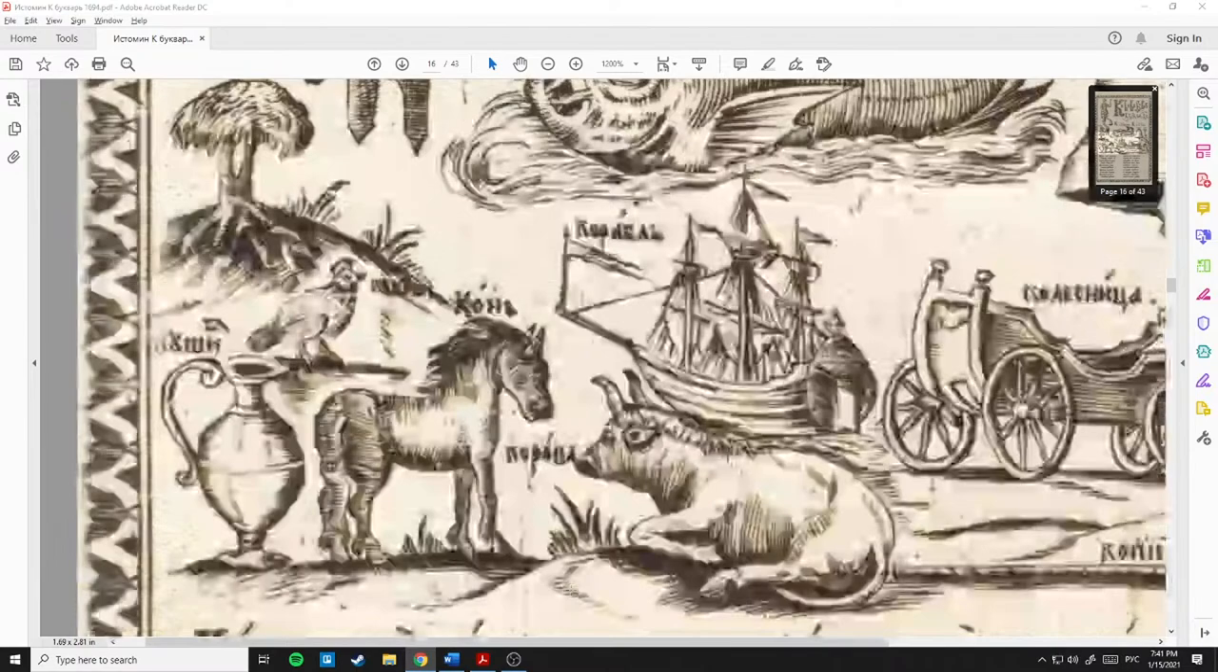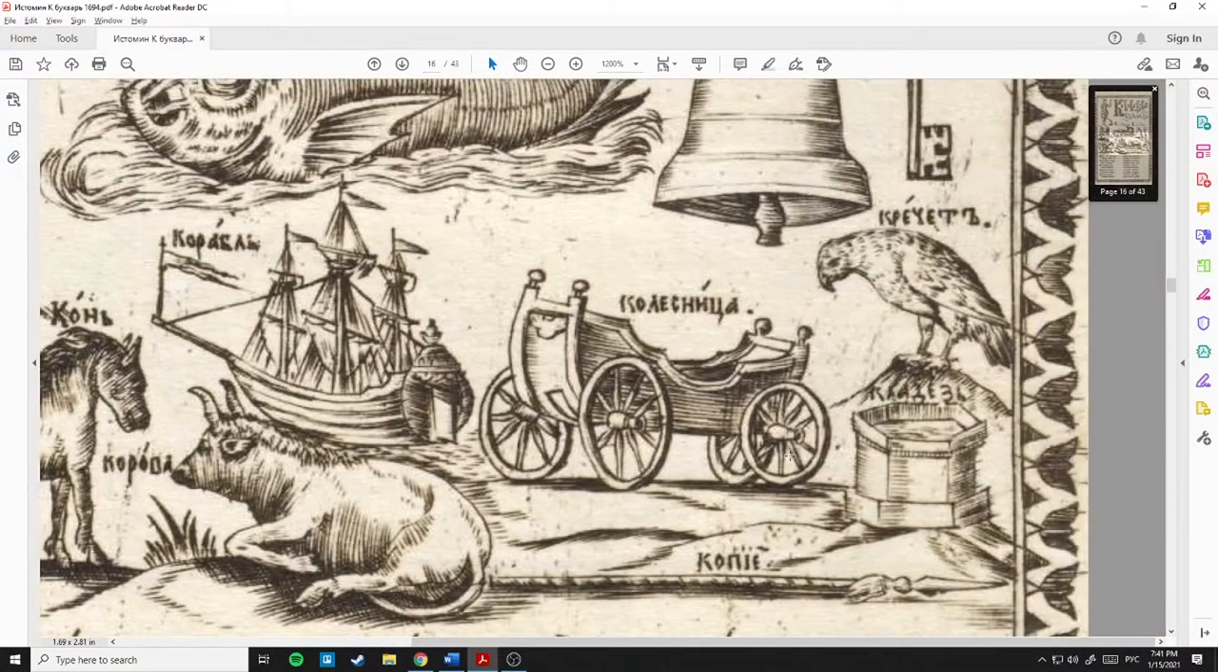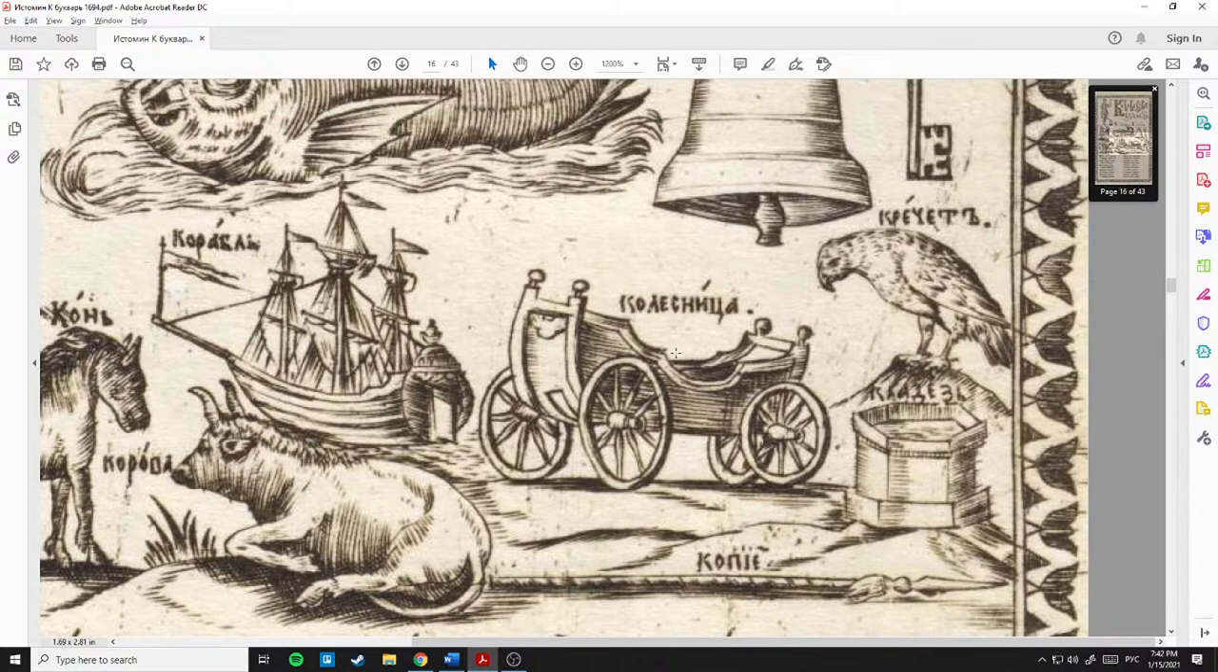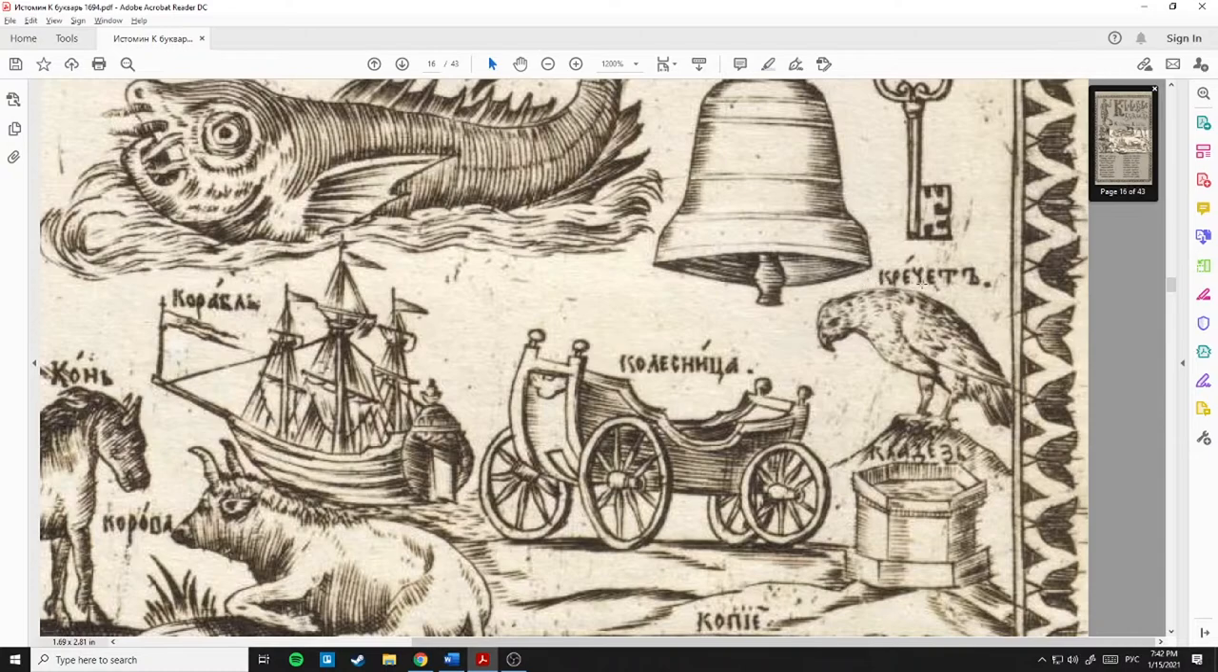Karabel, which is a boat. Karova, which is a cow, same thing. So kopje. I remember looking this up and asking about it. It's not just a normal spear, right? It's a bear spear, like those big ones that you used to fight bears and boars. They're incredibly long and thick, very strong spears. Kalesnica, so this is a sleigh. Kriechet, like an eagle. Proto-Indo-European.